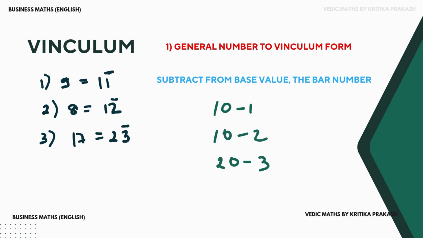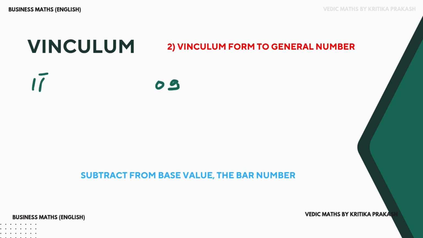When you need to calculate for 8, it would be the calculation of 10 minus 2, which can be written as 12 with 2 bar on the top. Similarly, for 17, it can be written as 20 minus 3, but in Vinculum form, it would be 23 with 3 bar on top. The second type that we need to calculate in Vinculum is Vinculum form to general number.